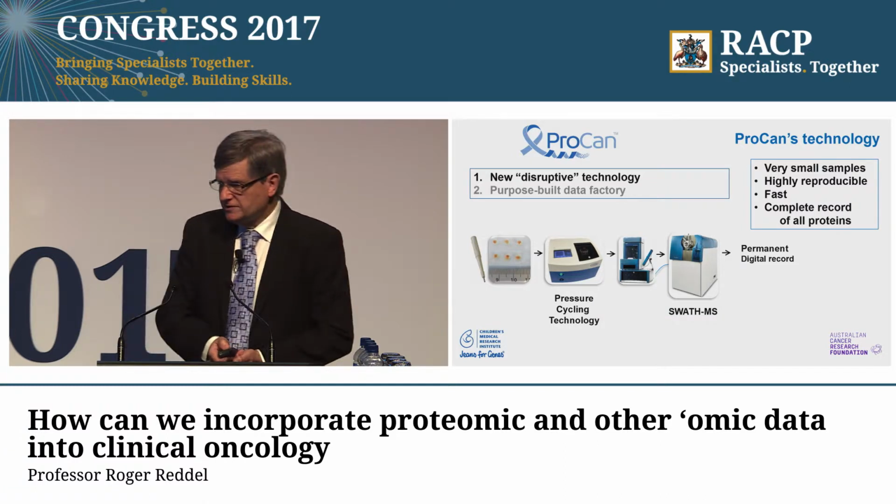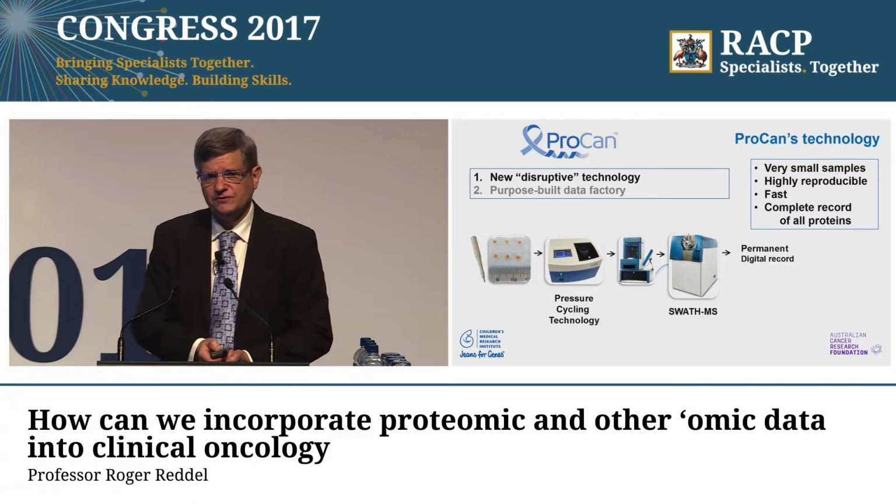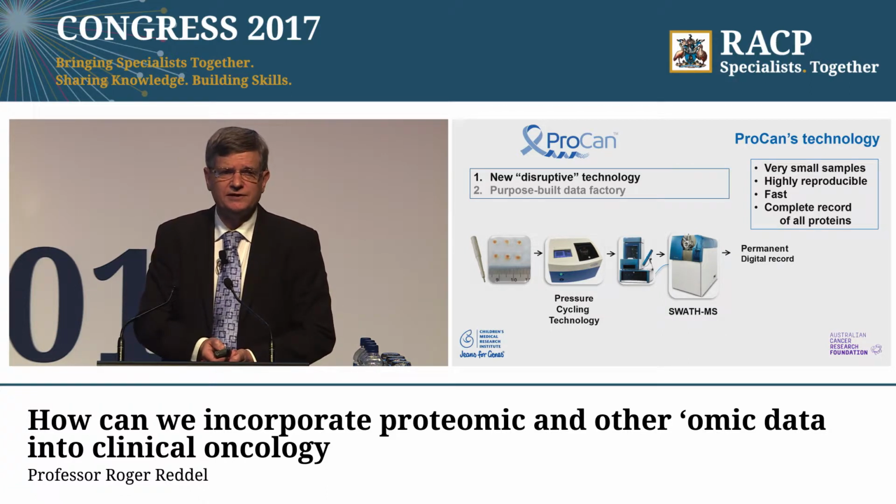So the features of this are that they're very small samples, it's highly reproducible, it's fast, we can do this within 24 hours, and it produces a complete record of proteins which can then be mined in the future. So if there's a particular protein that we become interested in 10 years' time, instead of having to do the analyses all over again, we can go back and mine the existing records.